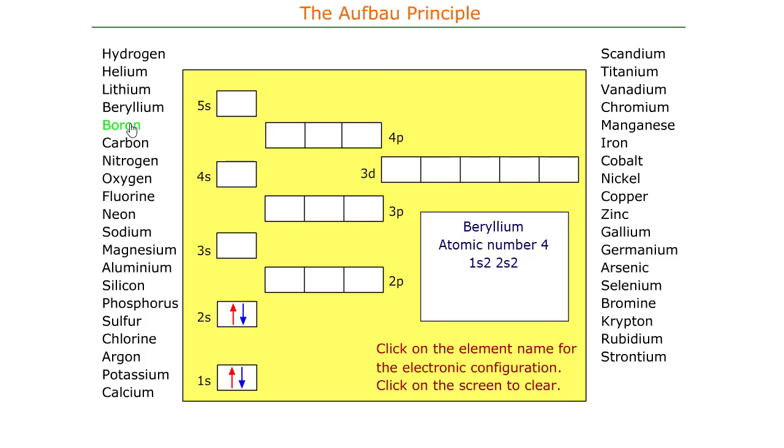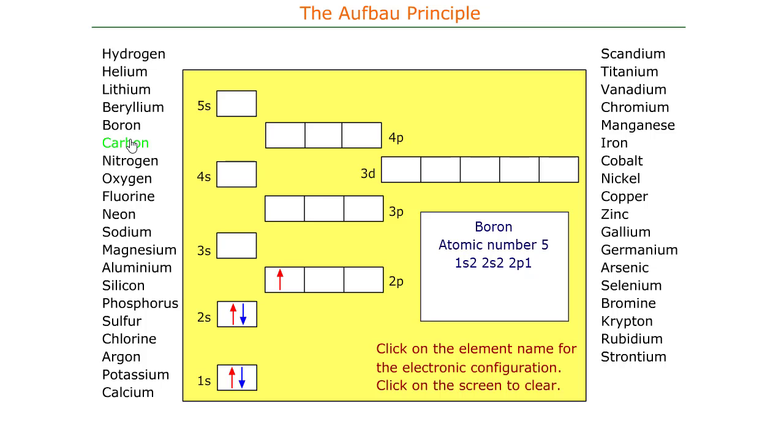Now the next highest energy level, slightly higher in energy than the s orbitals, are the 2p orbitals. Well, there are 3 2p orbitals, and so boron occupies the 2px orbital. Now we have a choice. The next electron, for carbon, could pair up in the 2px, or it could go into the 2py orbital.